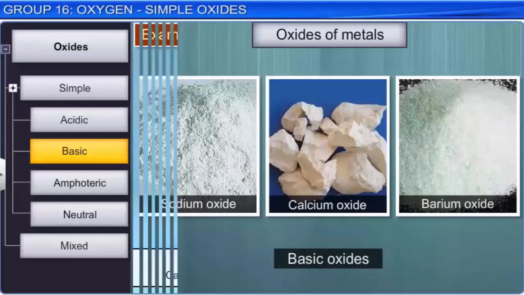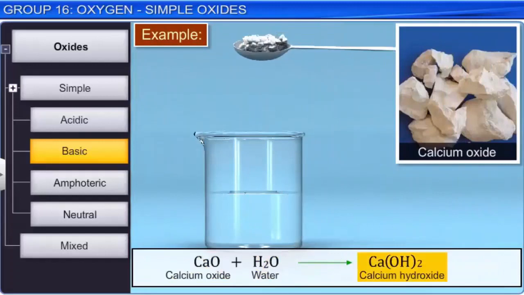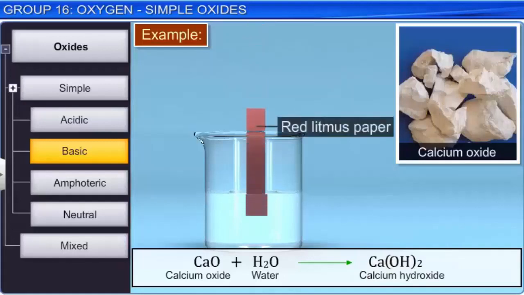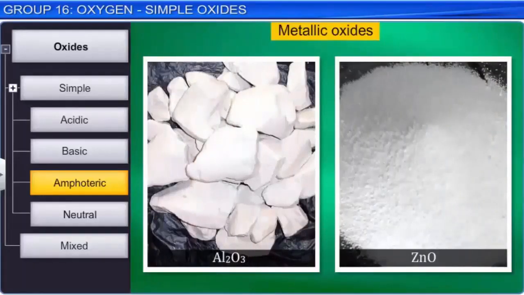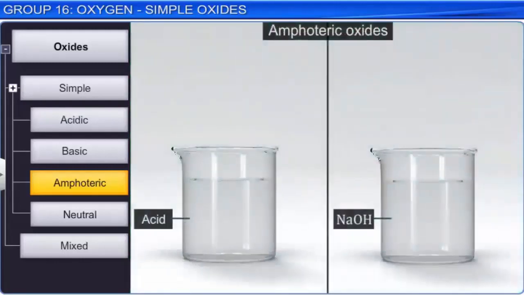For example, calcium oxide combines with water to give calcium hydroxide, which is a base. A few metallic oxides exhibit dual behavior. Such oxides are known as amphoteric oxides. They react with acids as well as alkalis.